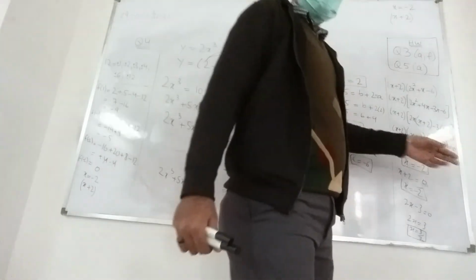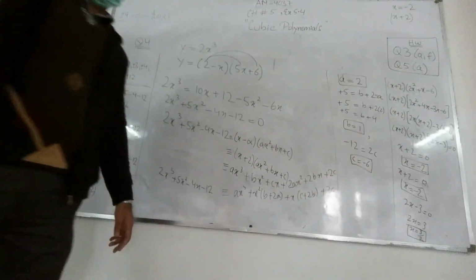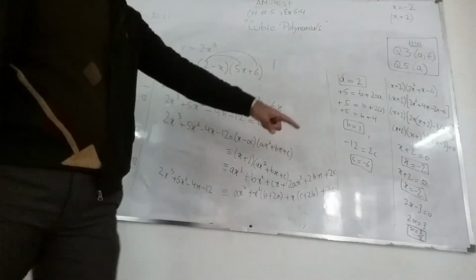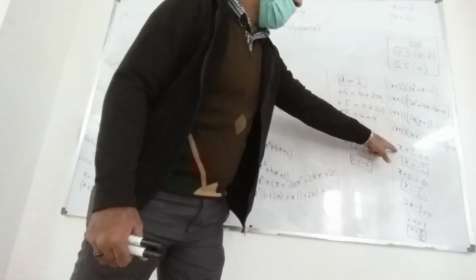Now since I have found out the three factors, and the question says that I have to find the value of x, and these 3 factors are equal to 0, so I will just equate 1 by 1 equals to 0 to get the value of x. This is x plus 2. X plus 2 will be equals to 0.